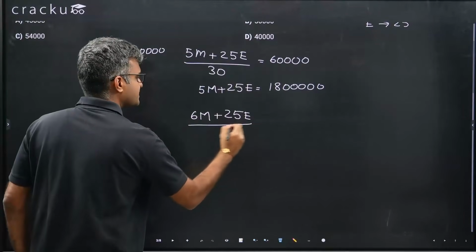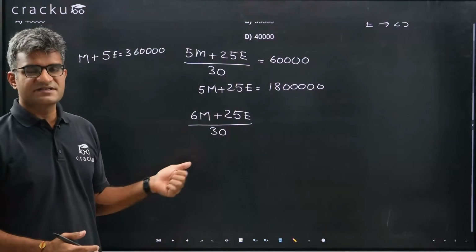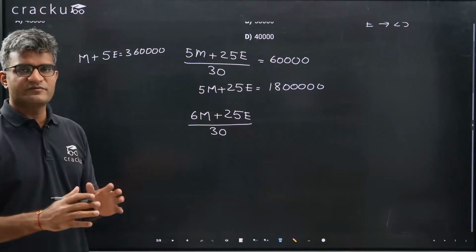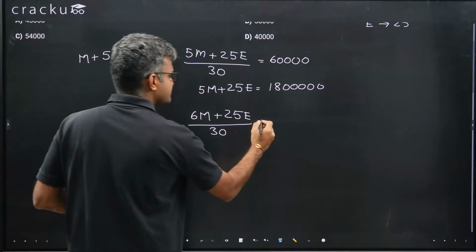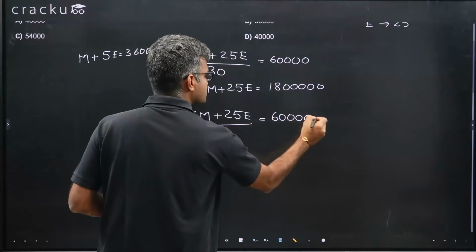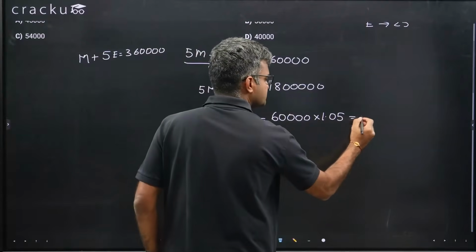What is the average salary? You divide it by 30, because even though the salary of the managers has increased, there are still only 5 managers and 25 engineers. So the total number of people is still 30. This becomes equal to the average salary increased by 5%. So this is 60,000 into 1.05, which is equal to 63,000.